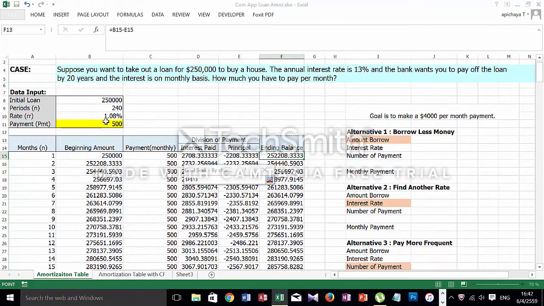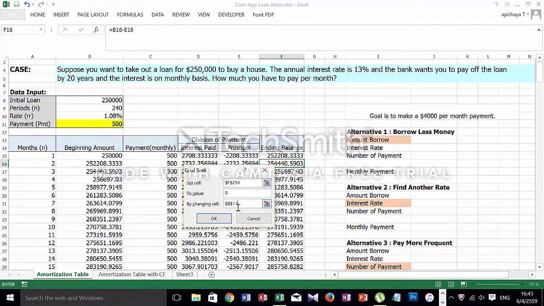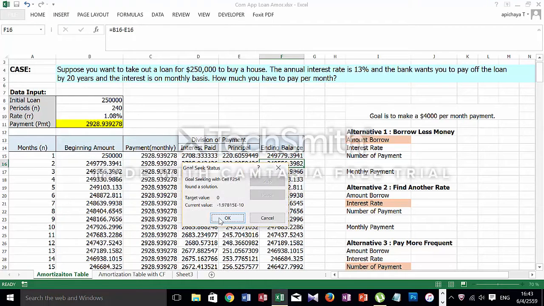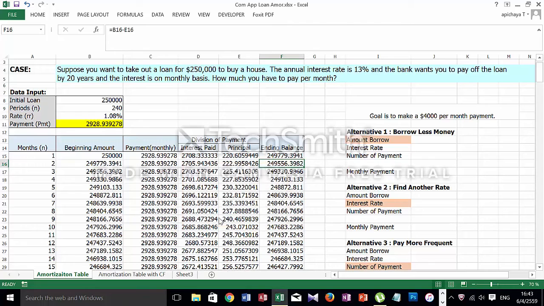which is 500. So here you will get a payment that will make the ending balance equal to 0. This means that you will pay off your loan together with the interest within 20 years.